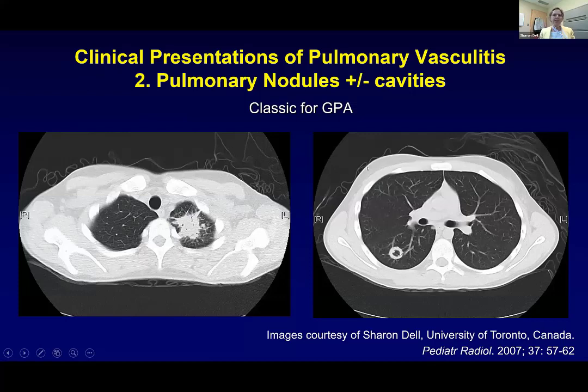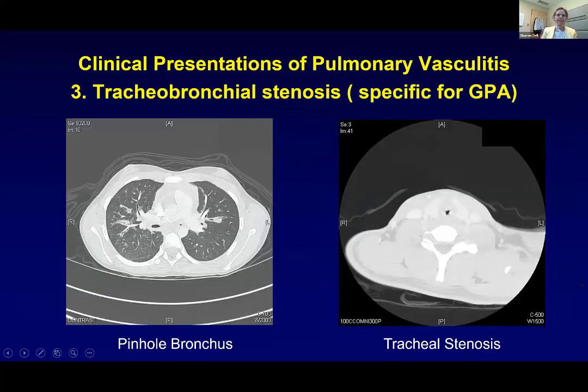The second presentation is with pulmonary nodules or cavities. So on the left side here, you see a big granulomatous lesion in a kid with GPA. So this is a very common presentation in GPA. On the left, the CT scan shows actually a cavitating nodule. Often the radiologists will call this a pulmonary Cheerio, and you can imagine why they do. But again, these are classic presentations for GPA vasculitis.